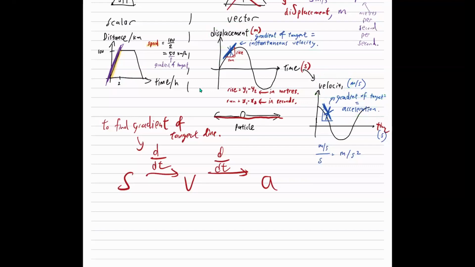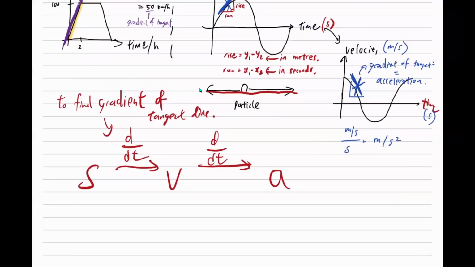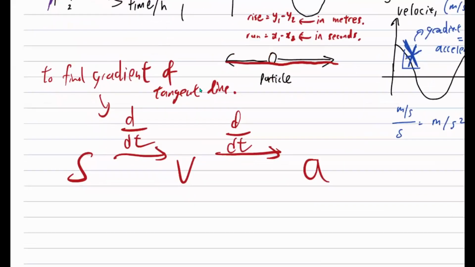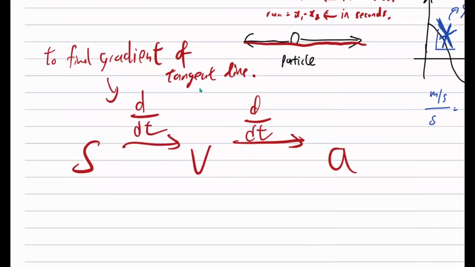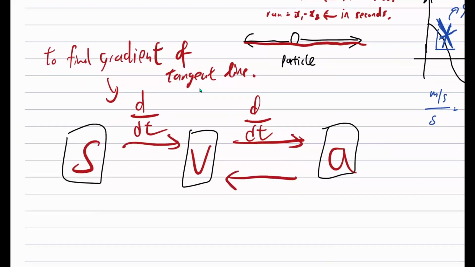Is that okay? Right. In other words, the rate of change of distance with respect to time gives you velocity. The rate of change of the velocity with respect to time gives you acceleration. Okay, good. So how do you work backwards then? What is the reverse of differentiation? Integration, yes. That's why this is the last topic.